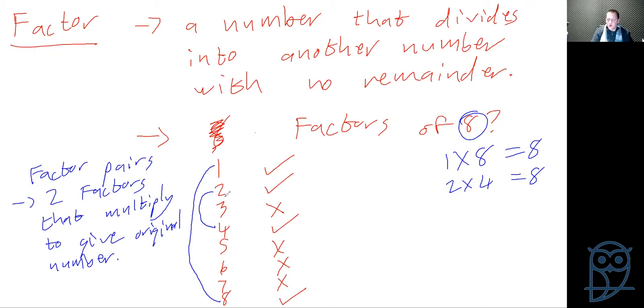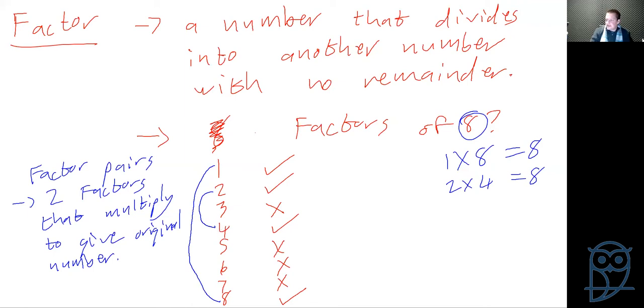So what I can do is, if I find one factor, I know automatically that there must be another factor that I can combine with it to create this factor pair. And then I won't have to then have a look at that number. Because remember, I looked at 1 and I looked at 8 and I tested both of them individually. If I looked at 1, tested it, found it worked, and then found what number I must multiply 1 by to get 8, that number automatically is going to be another factor.